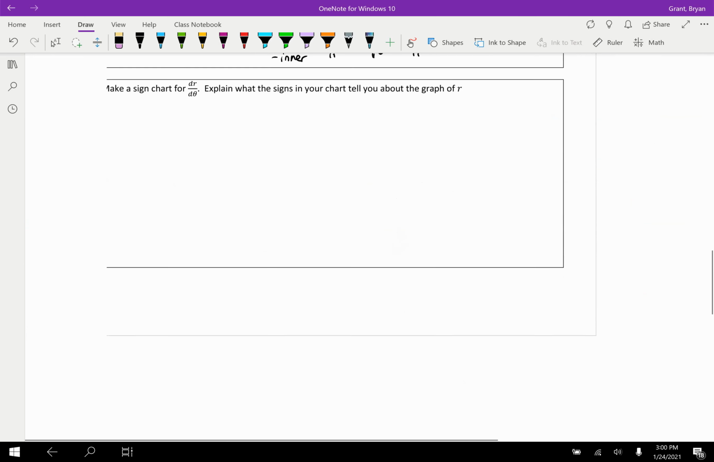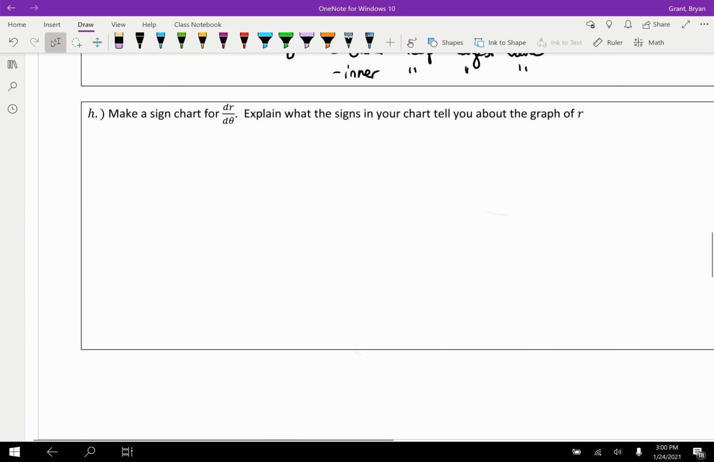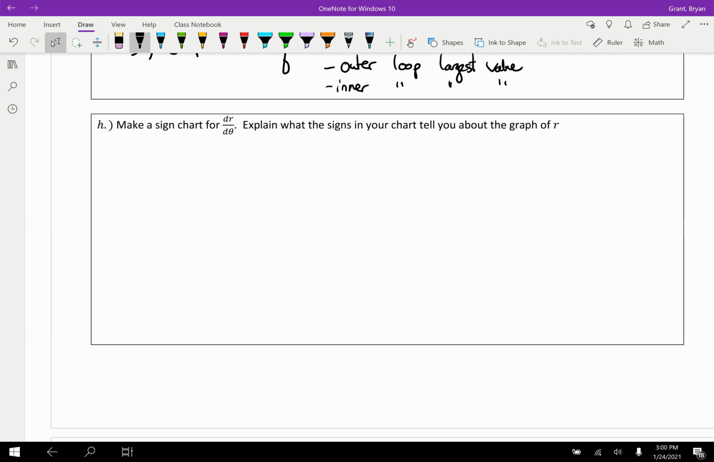All right, last part of today before we get some practice problems in. They ask you to make a sine chart for dr d theta. Always good to bring in some calculus. We don't want to lose those skills. So we start with r equals 1 plus 2 cosine of theta.